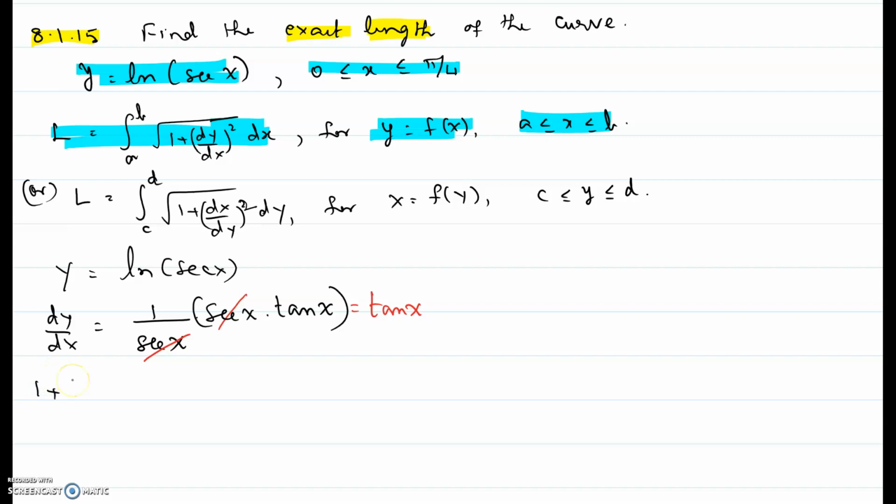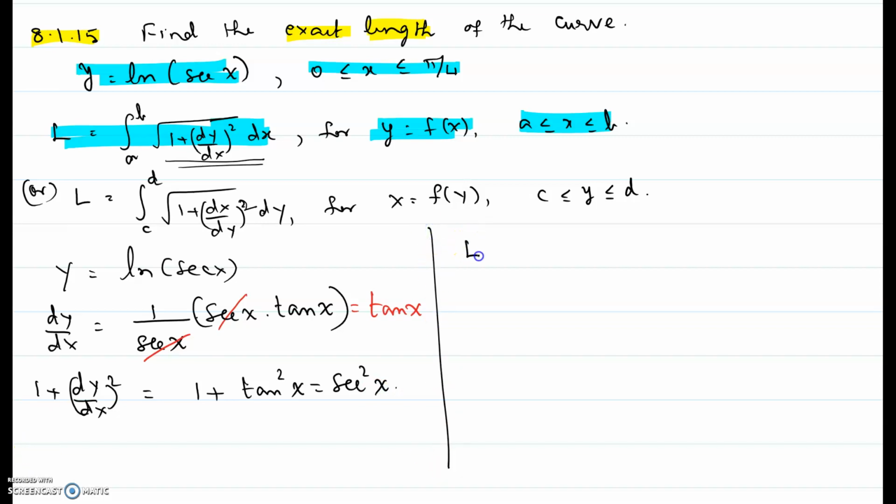Now we are going to find what the value inside this radical is, which is 1 plus dy by dx the whole square, which will be 1 plus, from the previous step, tan x the whole square, or 1 plus tan square x. But by the Pythagorean identity, it is secant square x. So now we are going to use the formula L, which is equal to the integral over the bounds for x, which are given as 0 to pi by 4.